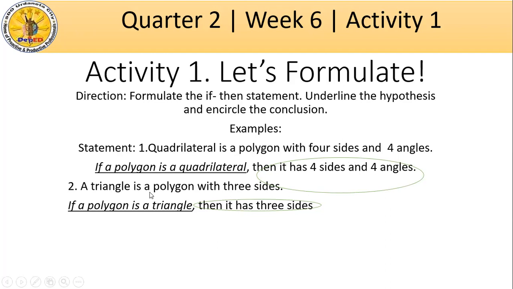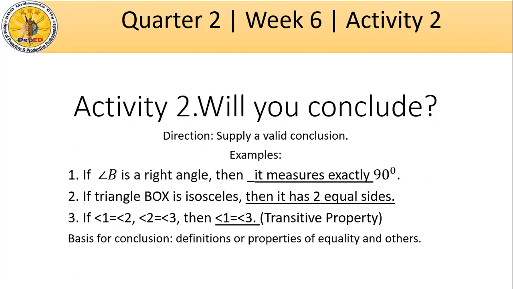Okay, let us have example 2. A triangle is a polygon with 3 sides. If a polygon is a triangle, then it has 3 sides. Okay, the underlined, if a polygon is a triangle, is called the hypothesis, and the encircled words, then it has 3 sides, is called the conclusion. Okay, you may add some words to formulate the if-then form of a statement. Did you understand?